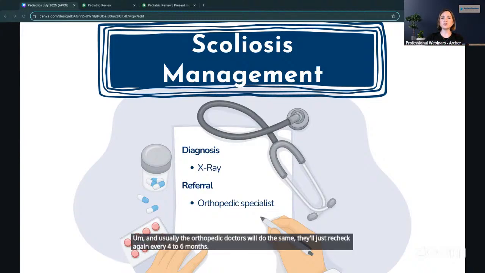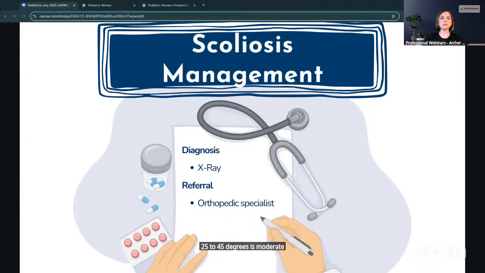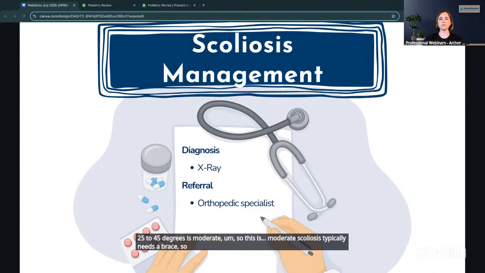25 to 45 degrees is moderate. So moderate scoliosis typically needs a brace. So obviously they would need to be referred out.